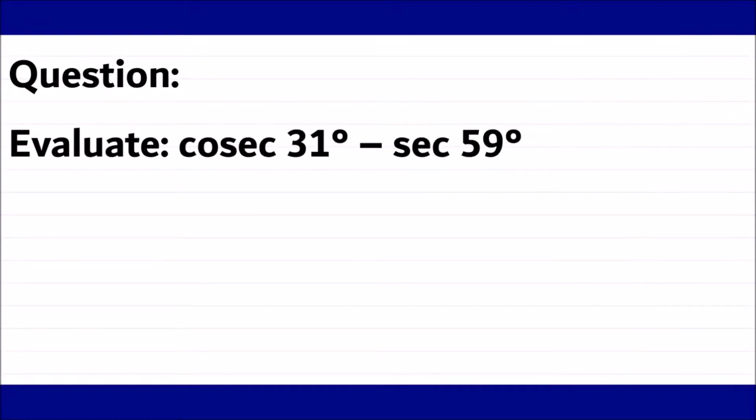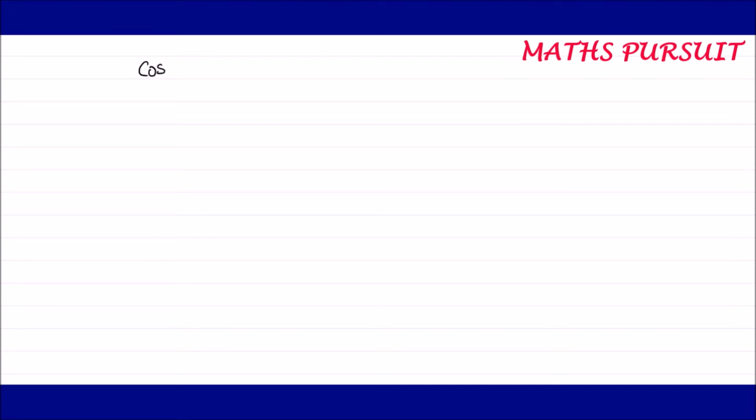The given question is evaluate cosec 31 degree minus sec 59 degree. Guys, this is again a very simple and very straightforward question. So let's see how we are going to evaluate it. It is given as cosec 31 degree minus sec 59 degree. If you look at this type of question, you will see that here we have 31 degree and here 59 degree.